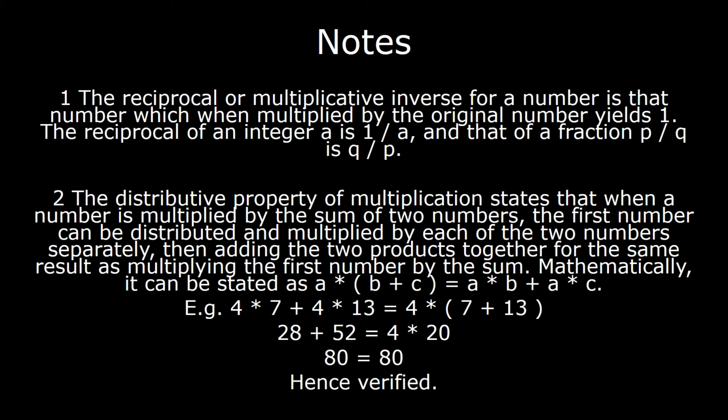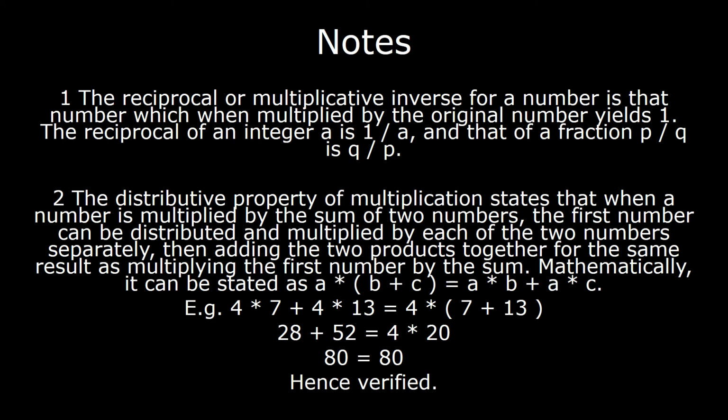But if the number in question for which you're trying to find a reciprocal is, let's say, a fraction p upon q, then the reciprocal would be q upon p. In both those cases, you can verify that a into 1 upon a equals to 1, as well as p upon q whole multiplied by q upon p equals to 1. Keep this in mind.